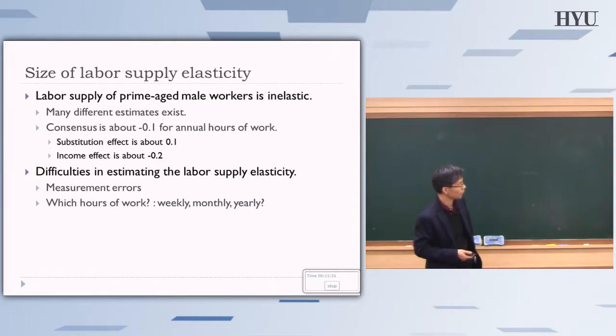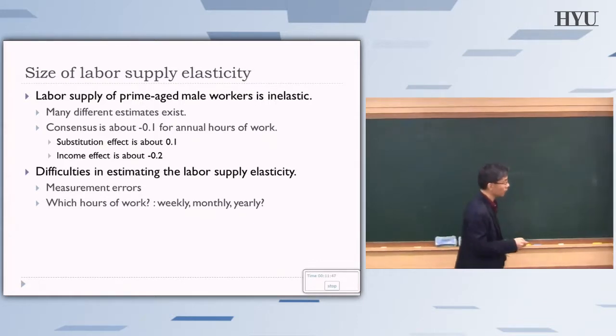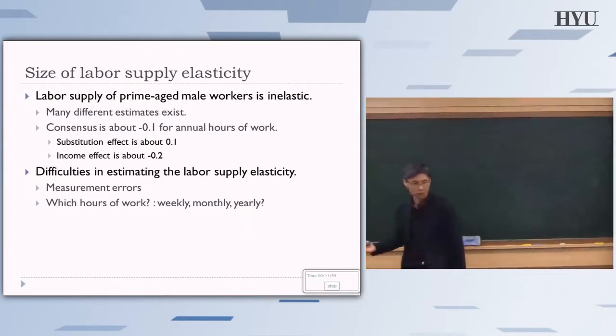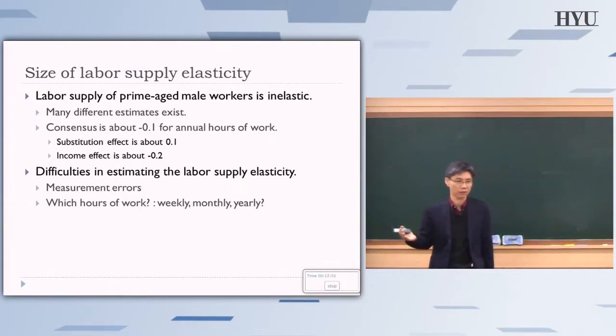Even without the measurement errors, there is a problem of definition of hours of work. How do you define it? Is it weekly hours, or is it monthly hours, or is it yearly hours? So if you think about it, weekly hours, how many hours do you work? Have you worked last week? One way of asking is how many hours have you worked last week? Or they can ask how many hours do you usually work in a week? Okay? Both ways of doing it are used. Or monthly hours, or yearly hours. What do you want to use?